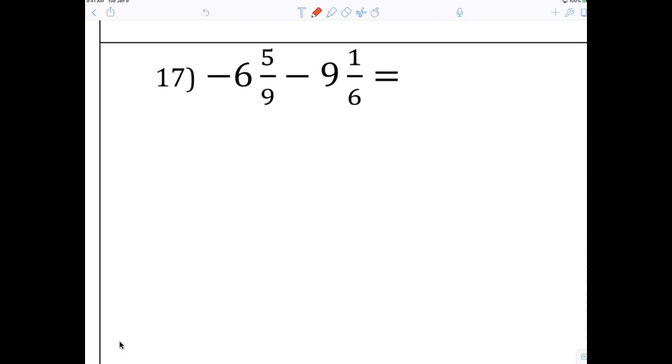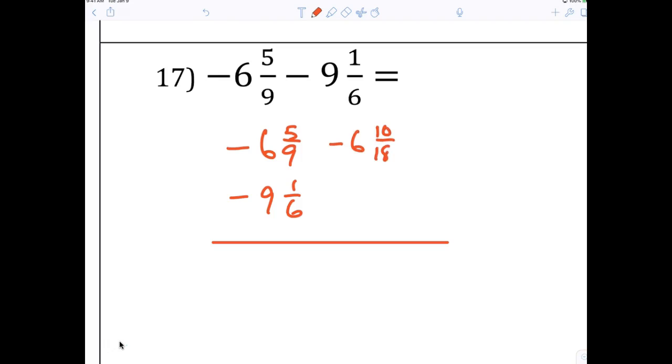All right. Let's check out the next one. Do I add them or do I subtract them? You're adding them. Negative 6 and 5/9 minus 9 and 1/6. Notice when I add them, I don't care what number goes on the top, because it doesn't matter. The common denominator is 18. So this is going to be negative 6 and 10/18 minus 9 and 3/18, which gives me a total of negative 15 and 13/18.